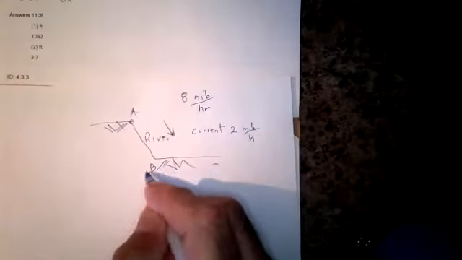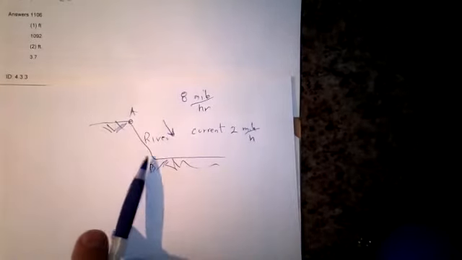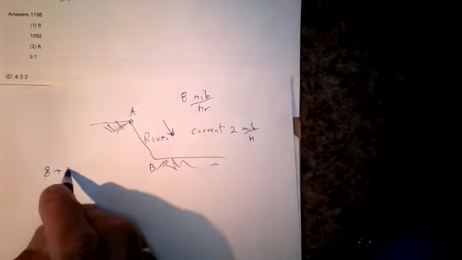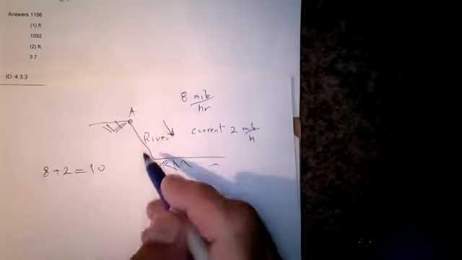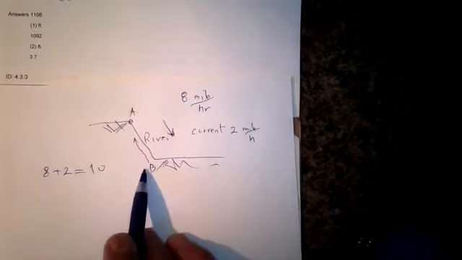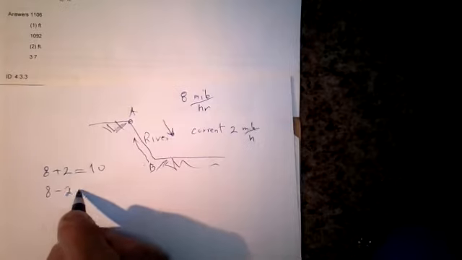So when he swims with the current, he obviously goes faster, right? So his rate is 8 plus 2, or 10, when he swims with the current. Now let's say he swims back. When he swims back from point B to point A, the current is against him, so it would be 8 minus 2.